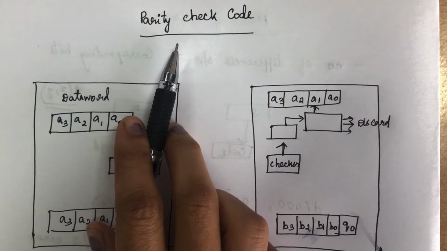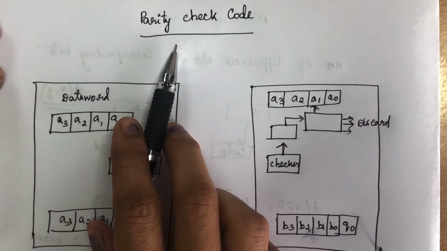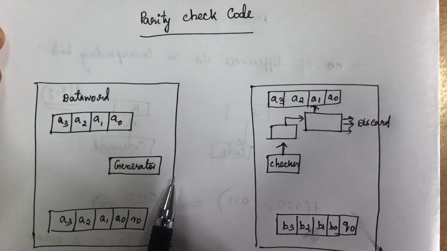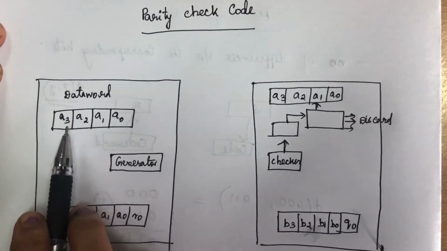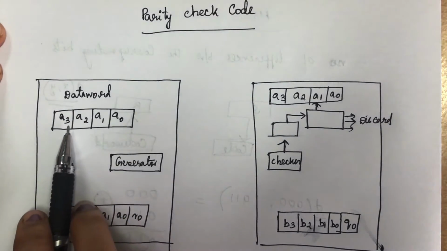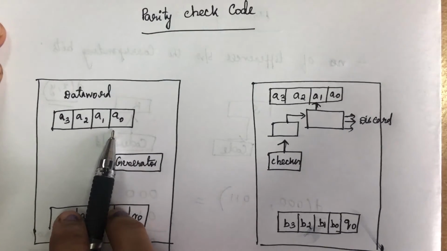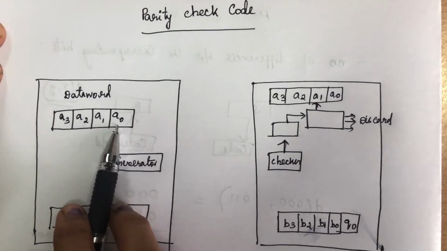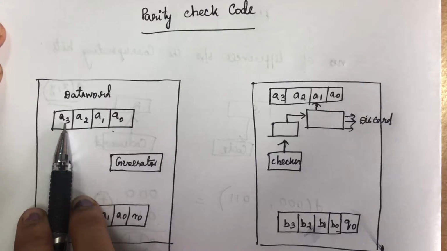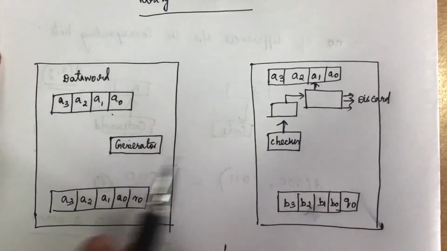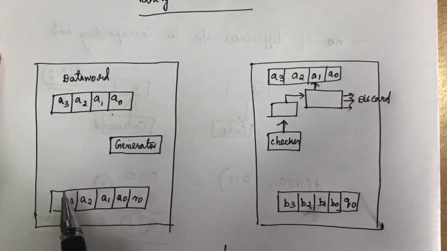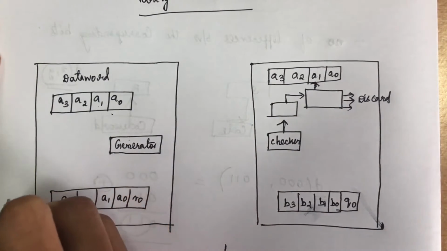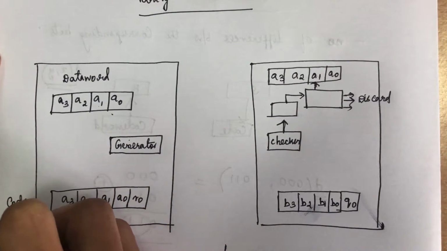Next, we will see a familiar topic in error detecting codes. It is called the parity check code. We will see it in this diagram. Here a data word is there, which is of 4 bits. For our convenience, we have taken 4 bits, represented as A0, A1, A2 and A3. We have a generator, and from the data word we are going to calculate a code word.